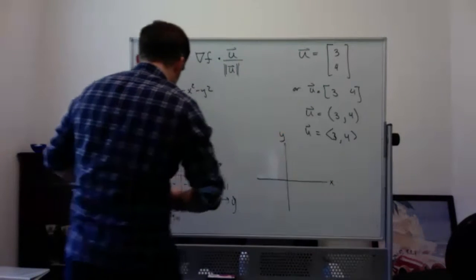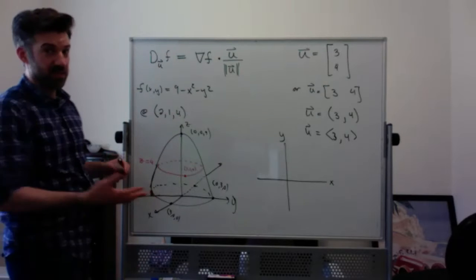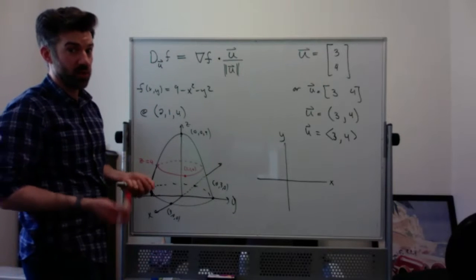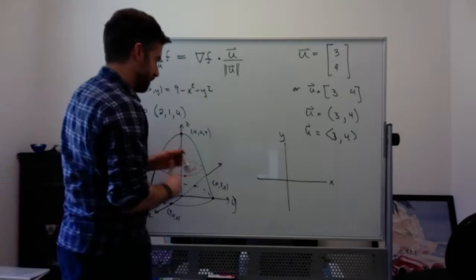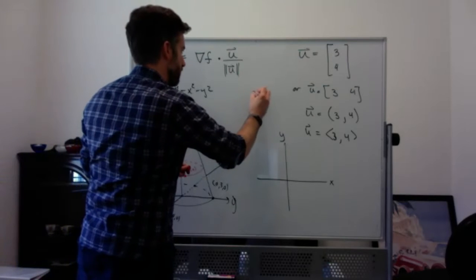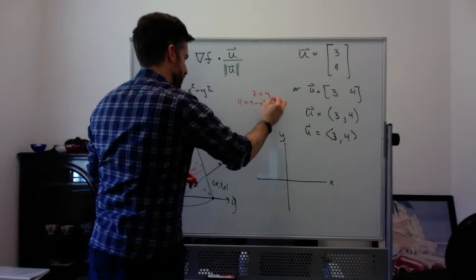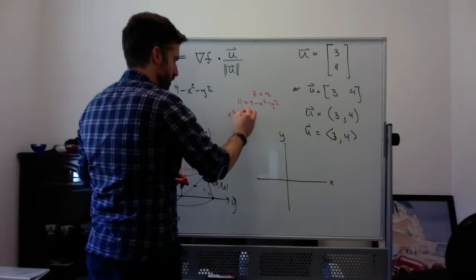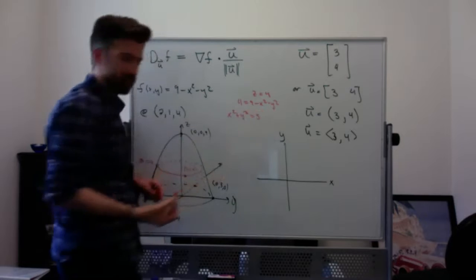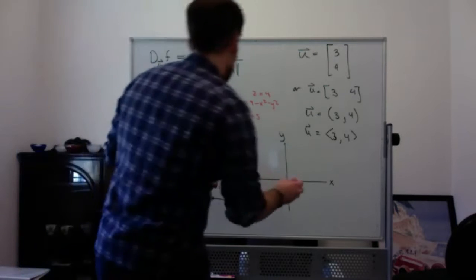I'm going to try and do a decent job of drawing. So this circle with z equal to 4, that's going to be a circle of radius square root of 5. Because if I set z equal to 4, here's my level curve. If z equals 4, I've got 4 equal to 9 minus x squared minus y squared. And solving for x squared plus y squared, I get x squared plus y squared equal to 5, which means it's a circle of radius square root of 5.